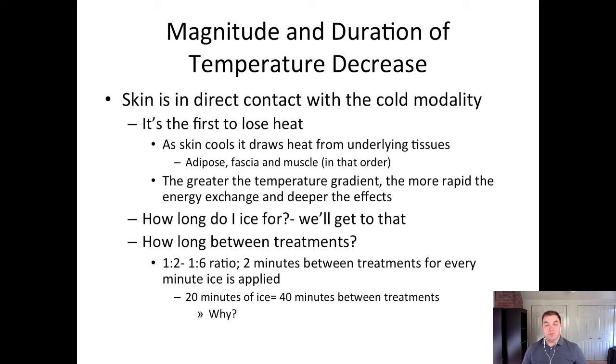Our book talks about how long between treatments of ice. So they say a 1-to-2 or a 1-to-6 ratio. So 2 minutes between treatments for every minute ice is applied. If we look at the 1-to-2 ratio, if we apply ice for the standard, let's say 20 minutes, that's what most people say, we need 40 minutes between treatments. Why? Please, in your head, think why right now.